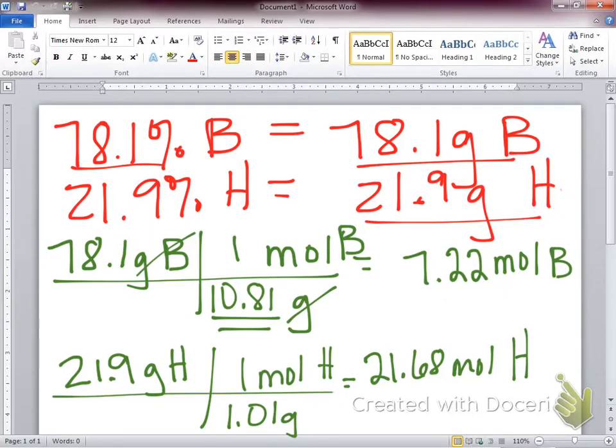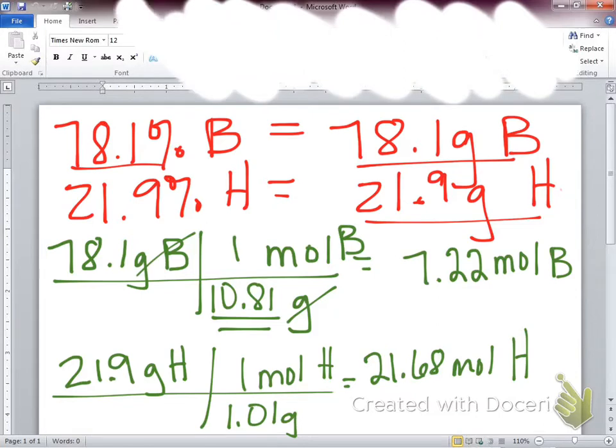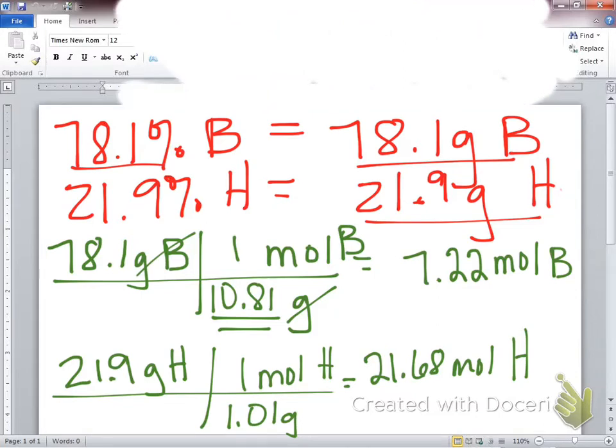Remember that when we have a formula, if we have a formula like water, H2O, what's our ratio of hydrogen atoms to oxygen atoms? 2 to 1, right? If we were looking at moles of this substance, if I had a mole of water, how many moles of hydrogen would I have? I would have 2 moles of hydrogen and 1 mole of oxygen. So that's our mole ratio here.